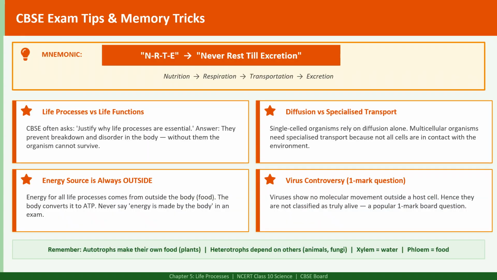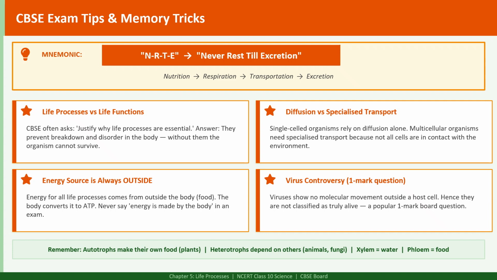Next we are going to see some CBSE exam tips and also memory tricks. Let us see one mnemonic. See, nutrition, respiration, transportation, excretion. We can say it as NRTE, never rest till excretion. You can remember this: never rest till excretion.